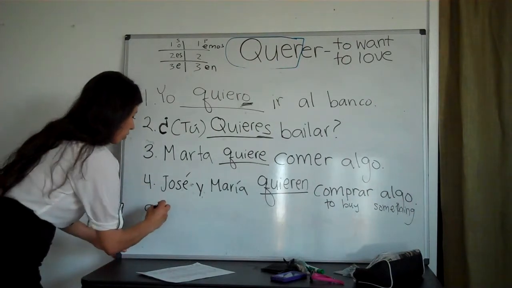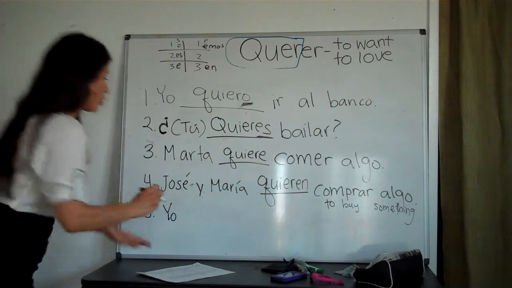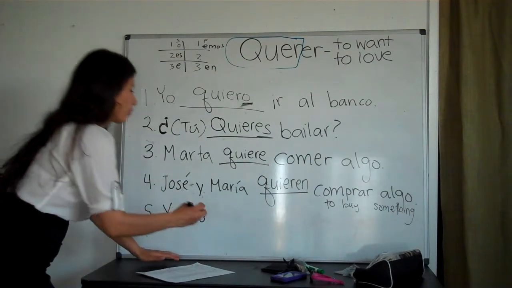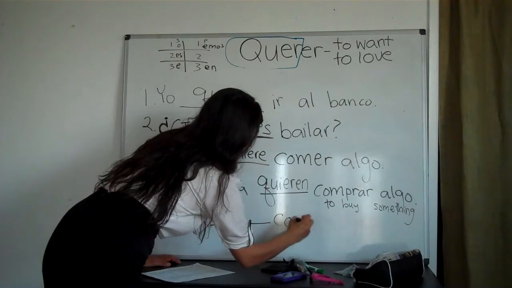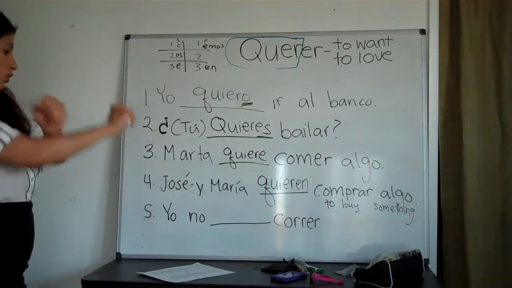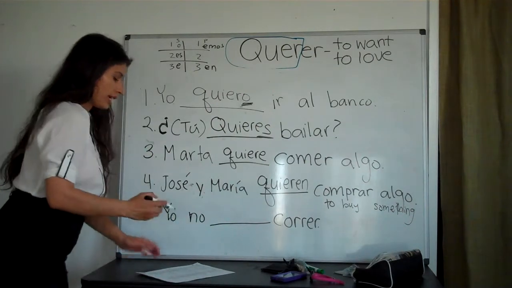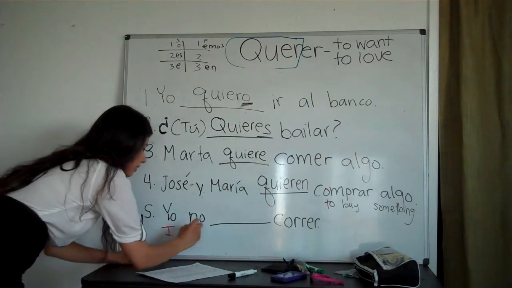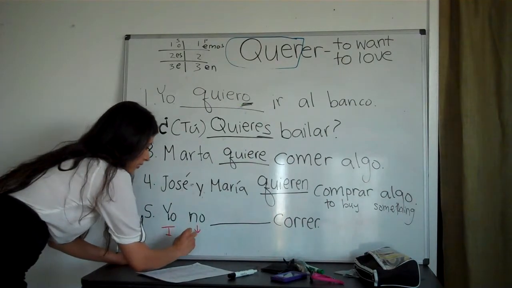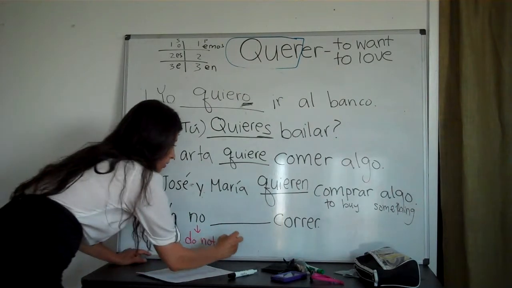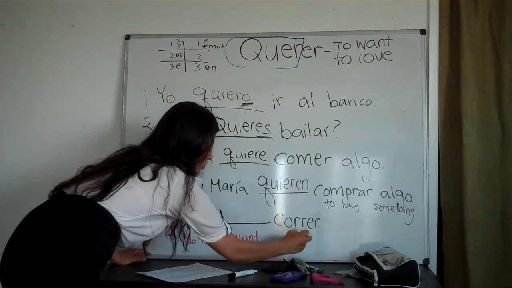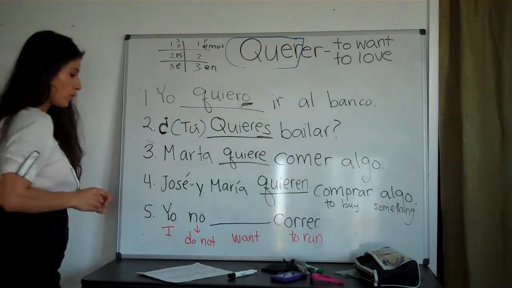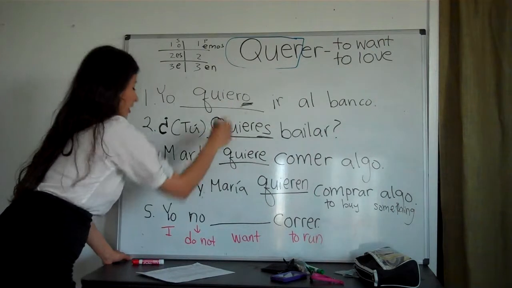So I don't want to do something. So yo, I begin with the subject. Yo no. Yo, the person, no. Yo no, I don't want to run. I don't want to run. Yo no quiero. Like in English, you can't always translate exactly, but in places where you can, it can be kind of helpful. Do not want to run. So pretty similar. I do not want to run. Got it? Yo no quiero.